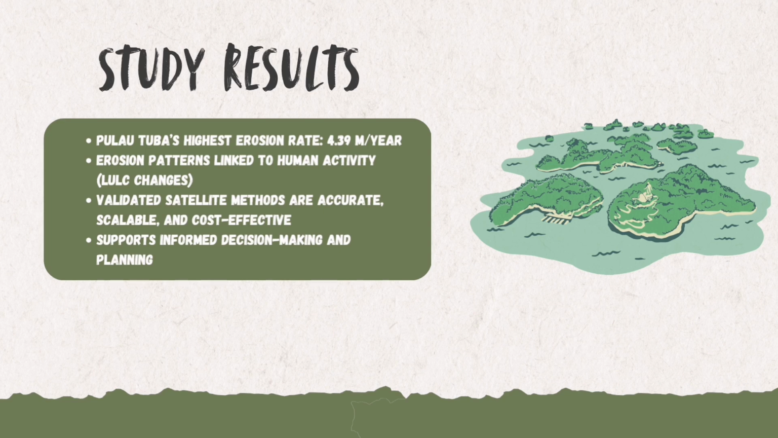Study result. Our results show that Pulau Toba experienced the highest erosion rate of 4.39 meters per year. We also observed that human activities, especially deforestation and urban growth, directly increase erosion risk. The satellite-based approach proved both accurate and practical for long-term coastal monitoring.